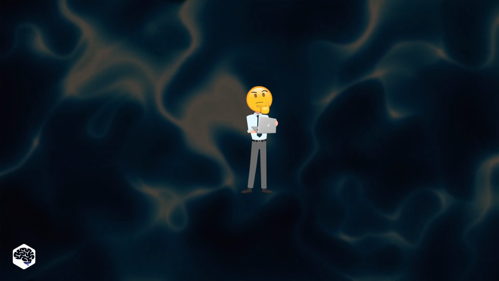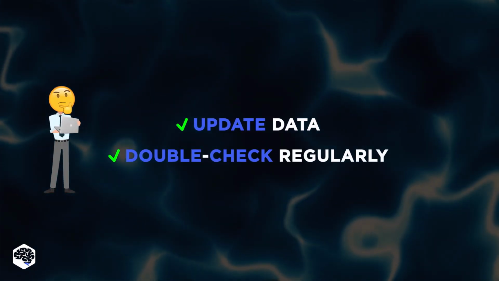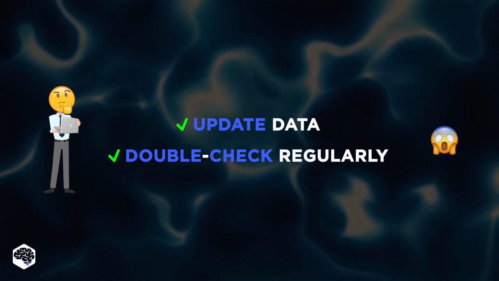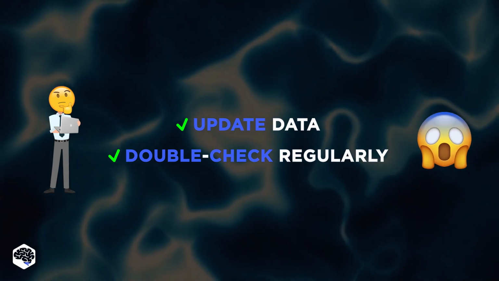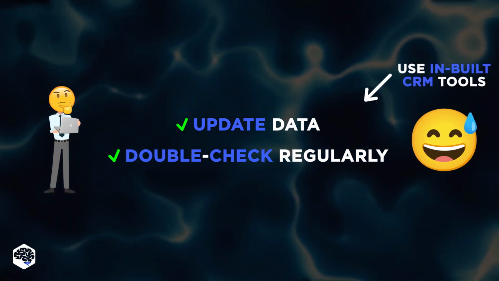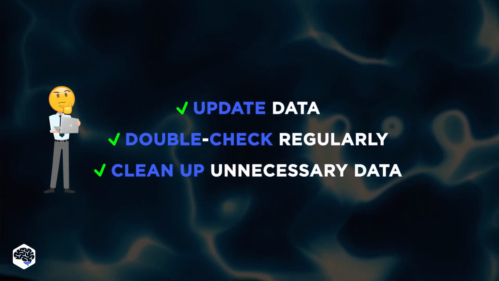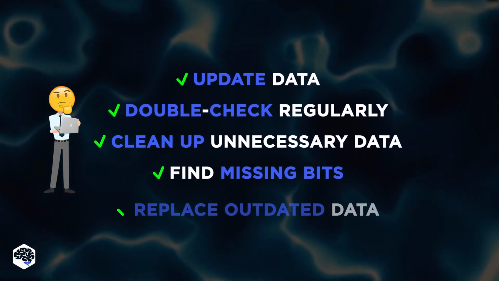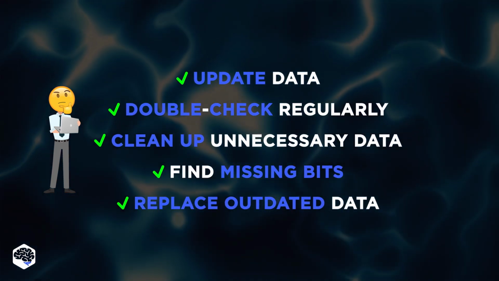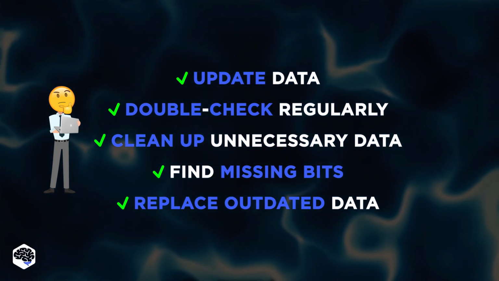So how do we solve this problem? Well, the most obvious way is to update and double-check your data regularly. But let's be honest, that can take ages. That's why many CRM systems come with built-in tools to help you clean up unnecessary data, find missing bits, or replace outdated info. Don't hesitate to use those features if you're worried about your data.